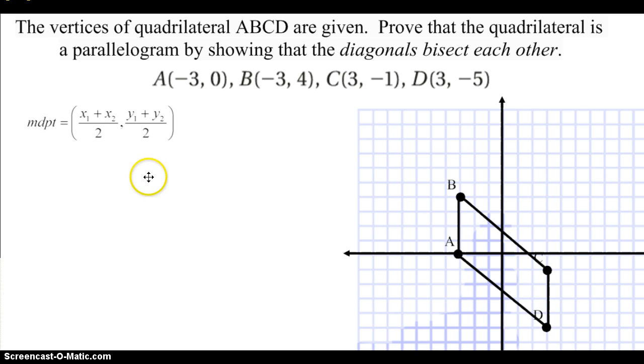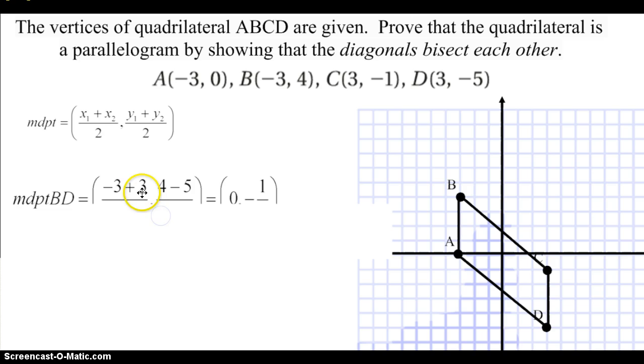And so all I need to do is show the midpoint of BD. So up here's B and here's D. So I'm going to add my x's, which is -3 and 3, and then divide by 2. I'm going to add my y's, which is 4 plus a -5, or 4 minus 5, and that gives me the ordered pair 0, -1/2. This would be right around here.